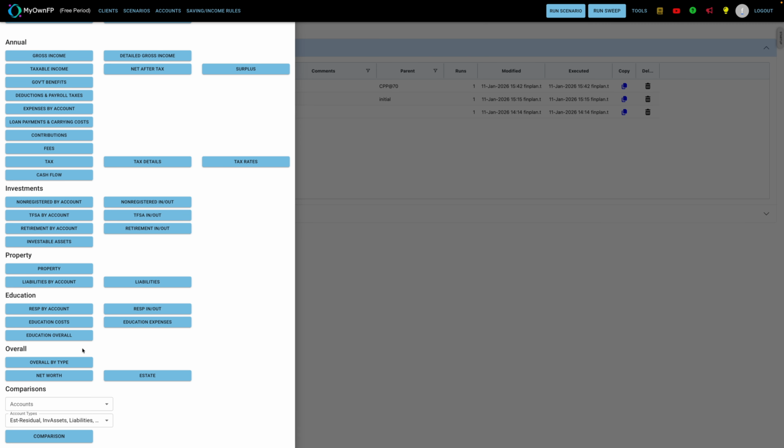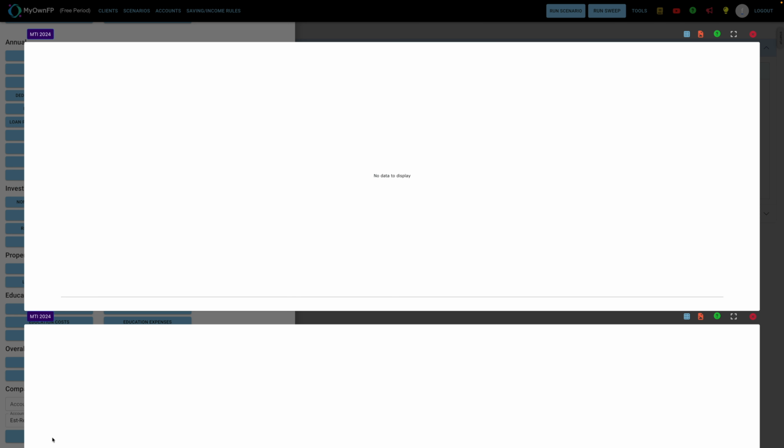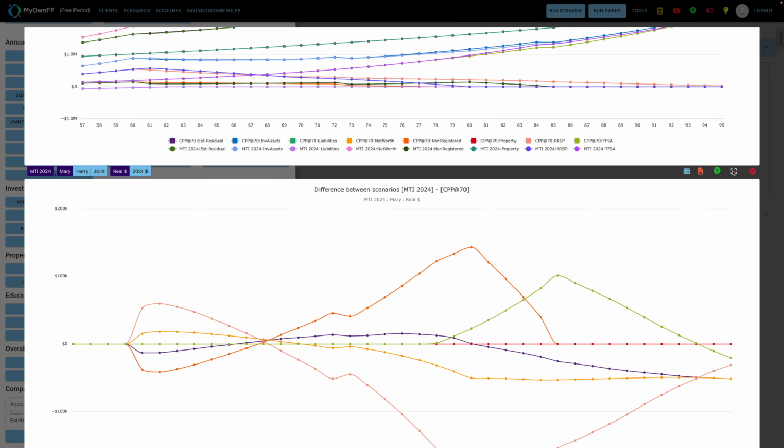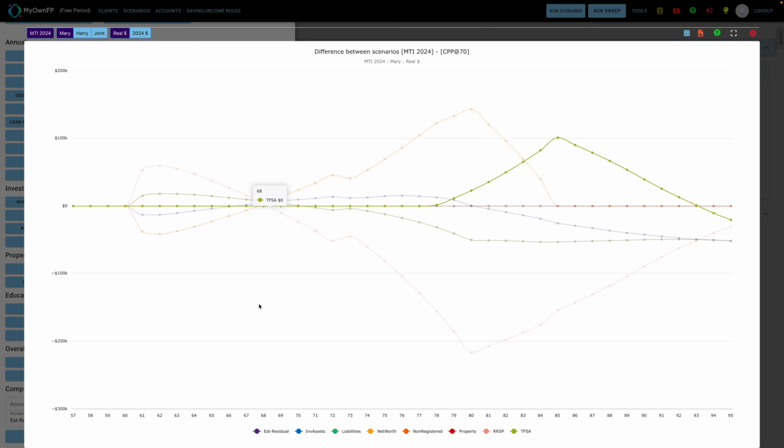So let's take a look at the comparison charts, I should say. And the bottom one is always what I find the most interesting. So it's a bit of a mixed bag, as you can see. If it's positive on the top, especially for residuals or assets and things like that, then that is going to favor the minimum taxable income of $60,000. If it's on the lower part below zero, then it's going to favor the initial scenario, or the CPP at 70 scenario, which was just using a simpler RRSP rule.